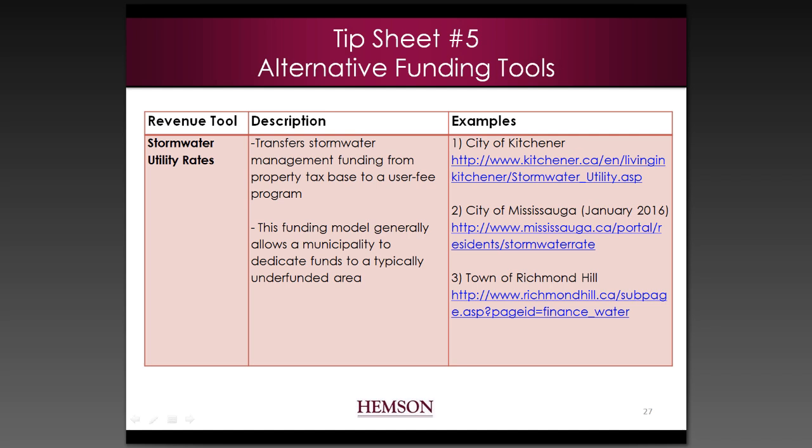Stormwater utility rates. A number of municipalities are looking to move the funding of stormwater needs out of the property taxes and into the utility rates supported. And I've given you some examples from Kitchener, Mississauga, and Richmond Hill. And increasingly, this is a growing approach across much of Canada and even into the United States.